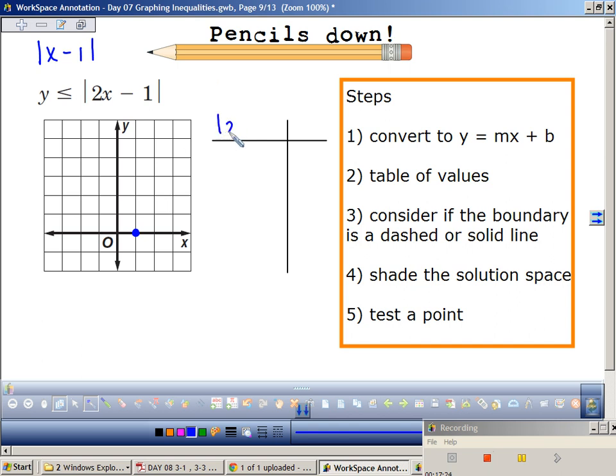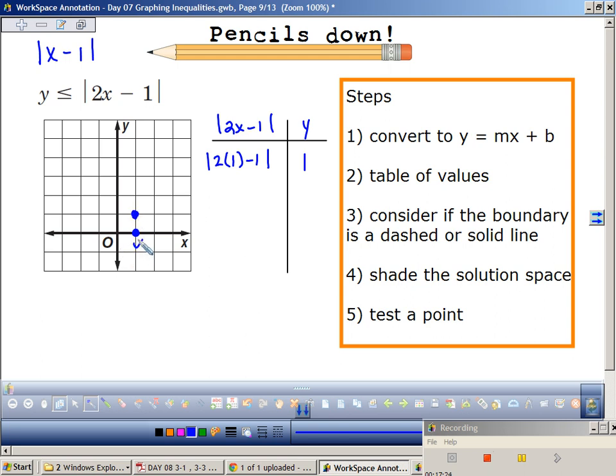So absolute value of 2x minus 1. Let's substitute in a value for 1 and see what happens. 2 times 1 minus 1. 2 times 1 is 2. 2 minus 1 is 1. Uh-oh.